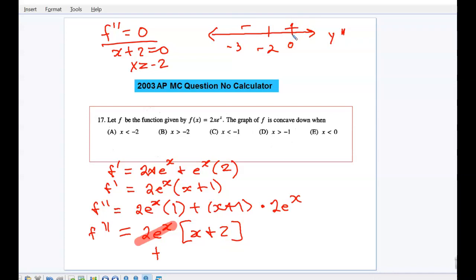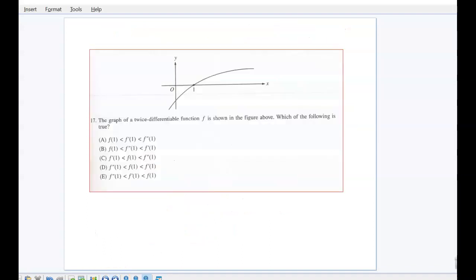So I want to know where it's concave down, so that's where the second derivative is negative, and that's going to be the interval where it is less than -2. So my answer is A, or less than -2, sorry.